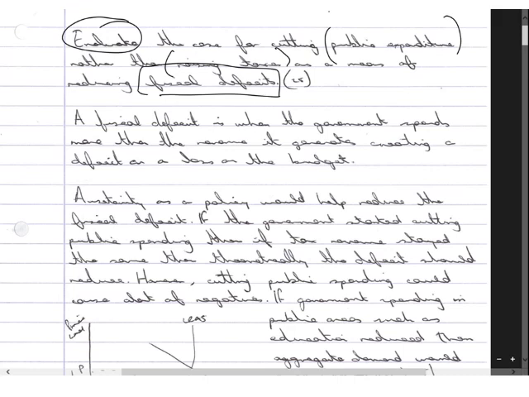There is a third option not mentioned, which is actually expansionary policy, as this would help to increase tax revenue and reduce government spending. So we've got a definition here to start with. A fiscal deficit is when the government spends more than the revenue it generates, creating a deficit and a loss on the budget. A little bit longer than necessary, but we've got a definition there.